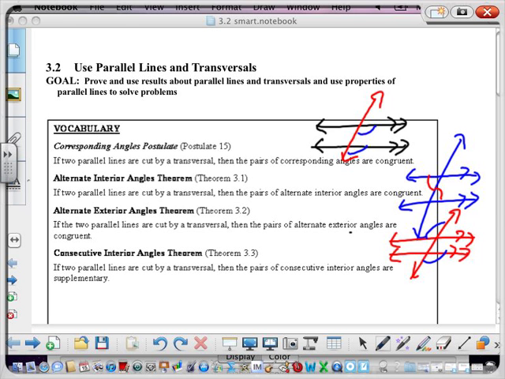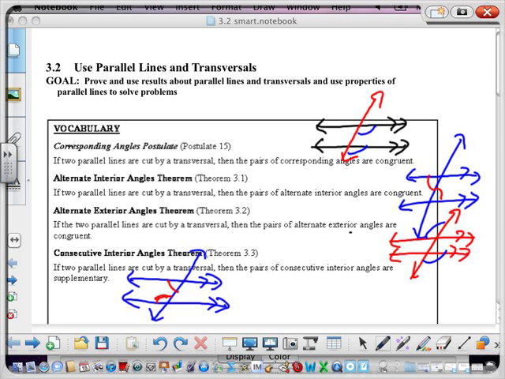Consecutive interior angles. So we've got two parallel lines cut by a transversal, and consecutive interior, so it's on the inside on the same side of that transversal. And those are supplementary. Supplementary means it adds up to 180. Okay, so all of them are congruent except for consecutive interior angles, and they are supplementary.